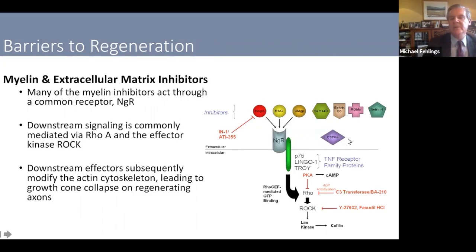In addition, in the extracellular matrix, in the astroglial scar, there are chondroitin sulfate proteoglycans that are expressed, and these also are inhibitory to regeneration. The activation of the NGR receptor then in turn triggers various secondary pathways, and this includes the Rho-ROCK pathway, which then downstream modifies the actin cytoskeleton, and this leads to growth cone collapse on regenerating axons and thus inhibits regeneration.